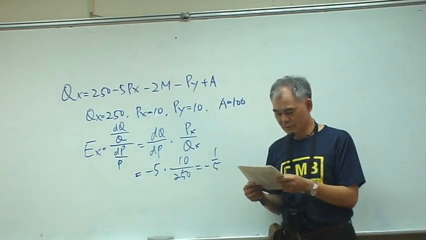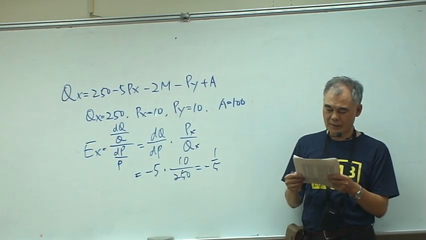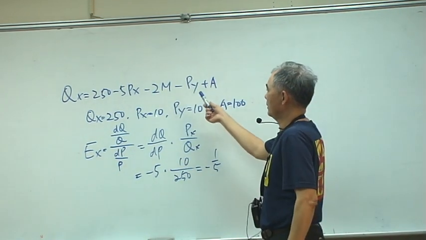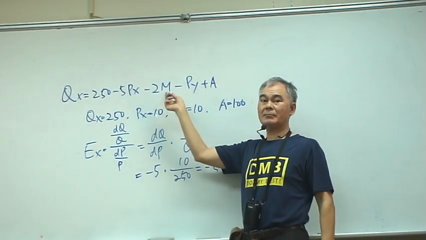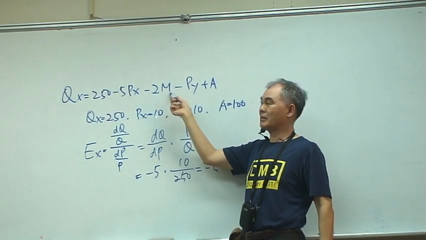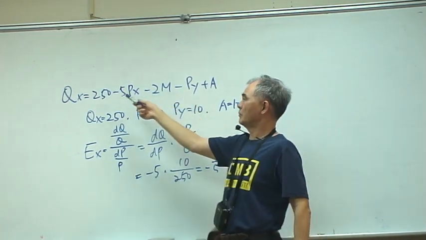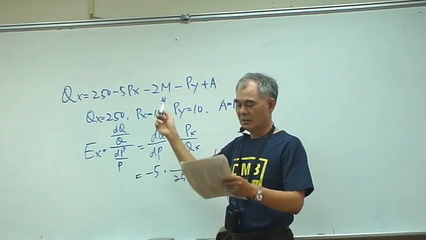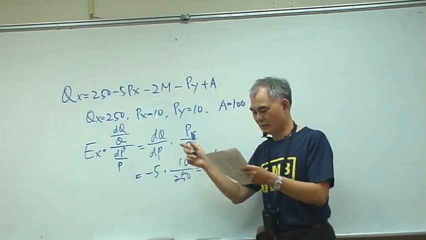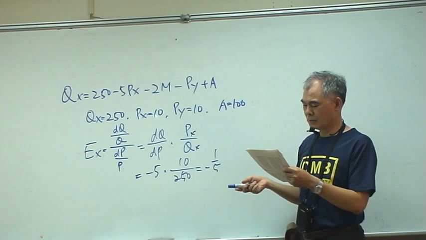Question 15 says, from the above, which of the following is true? Choice A says X is normal. If you look at it here, M is income, and the coefficient is negative. So if income goes up, the quantity will go down. So choice A says it is normal; actually, it is not.